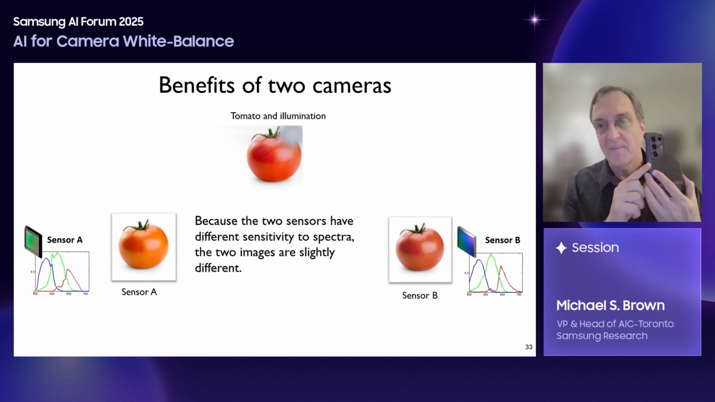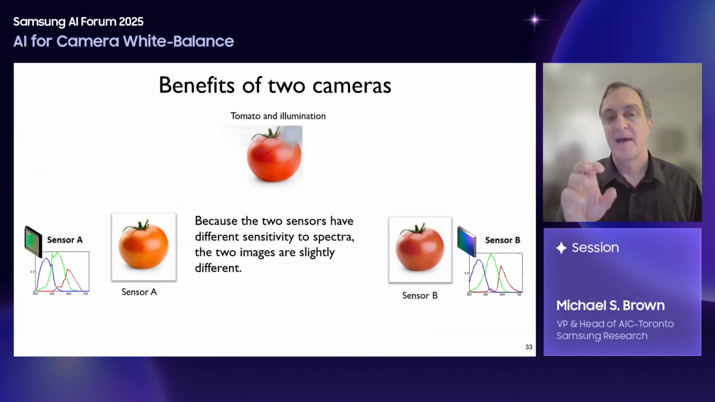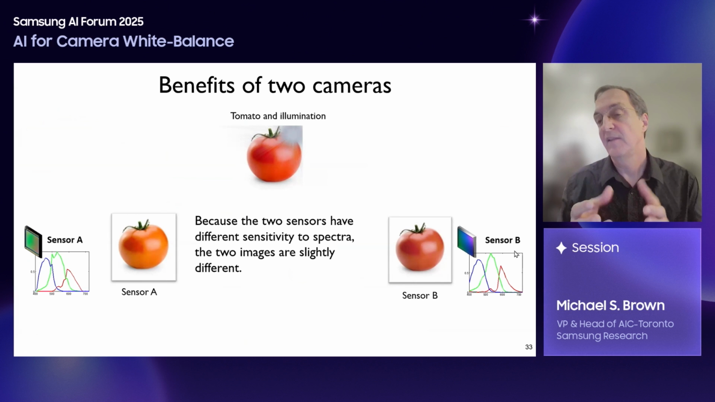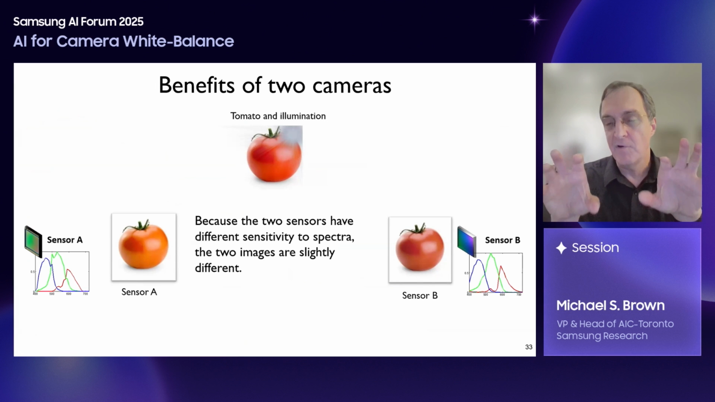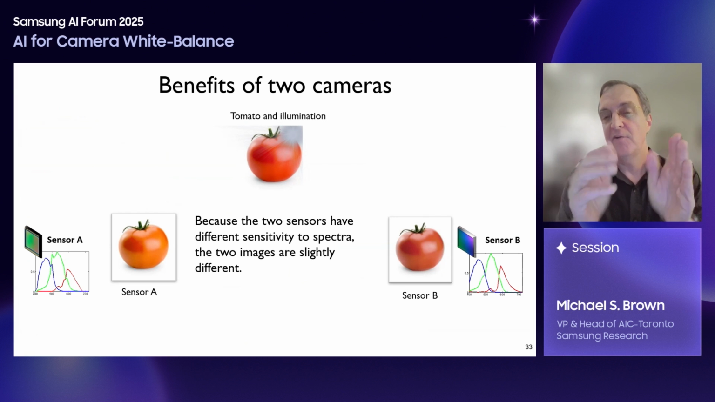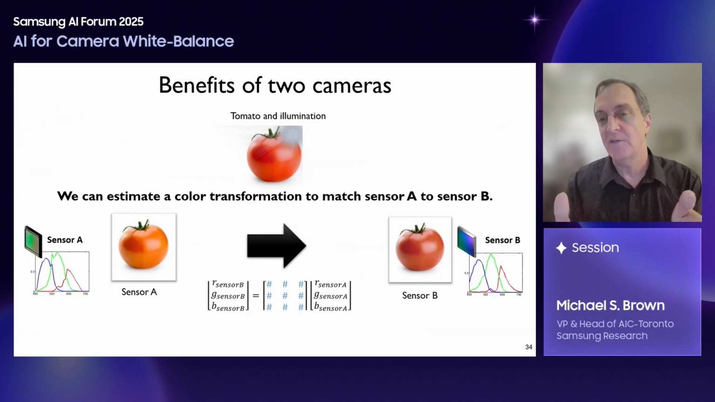Remember, you have two cameras looking at the same scene. The camera sensors on your cameras are different. One of your cameras, maybe your wide angle, will have one sensor with one set of spectral sensitivities to light, and let's say the telephoto will have a different spectral sensitivity. That means even though they're looking at the same scene, in this case the tomato, the colors of those two different sensors are slightly different. Under the same illumination, you can compute a transform that tells you how to transform this sensor into that sensor in terms of color.